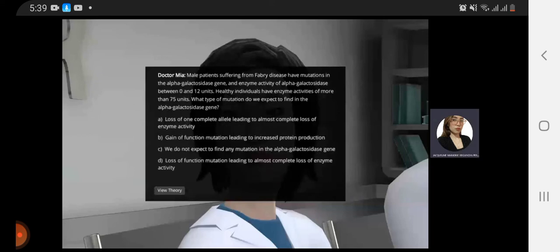Male patients suffering from Fabry disease have mutations in the alpha-galactosidase gene, with an enzyme activity of alpha-galactosidase between 0 and 12 units. Healthy individuals have enzyme activities of more than 75 units. What type of mutation do we expect to find in the alpha-galactosidase gene?